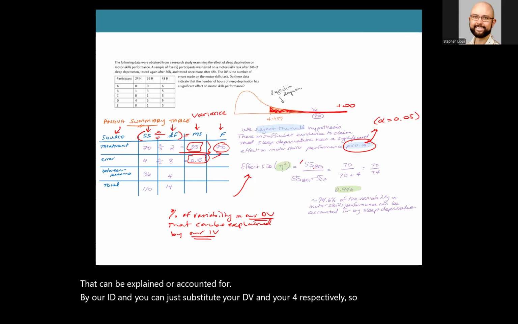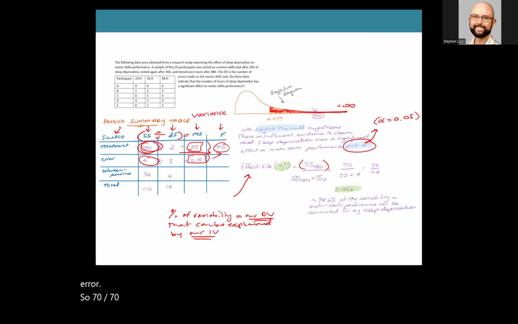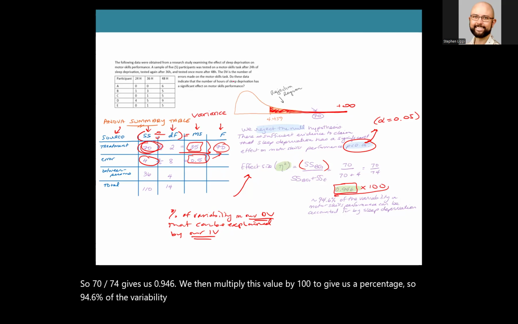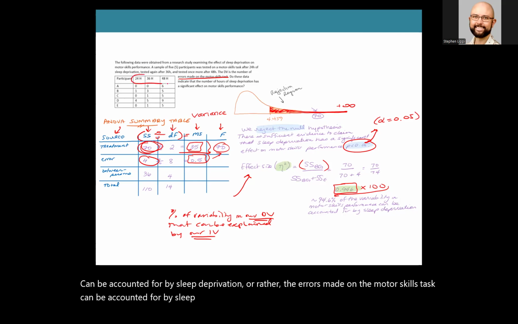So here we take our between groups sums of squares, which we have as 70, divided by our between groups plus the error. So 70 divided by 74 gives us 0.946. We then multiply this value by 100 to give us a percentage. So 94.6% of the variability in motor skills performance, again, that is what we're measuring, can be accounted for by sleep deprivation, or rather the errors made on the motor skills task can be accounted for by sleep deprivation, that being our independent variable that we had here.